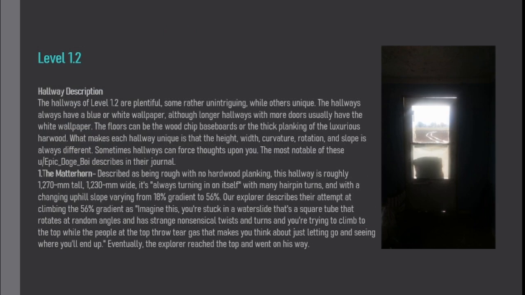Hallway description. The hallways of level 1.2 are plentiful, some rather unintriguing, while others unique. The hallways always have a blue or white wallpaper, although longer hallways with more doors usually have the white wallpaper. The floors can be the wood chip baseboards or the thick planking of the luxurious hardwood. What makes each hallway unique is that the height, width, curvature, rotation, and slope is always different. Sometimes hallways can force thoughts upon you.